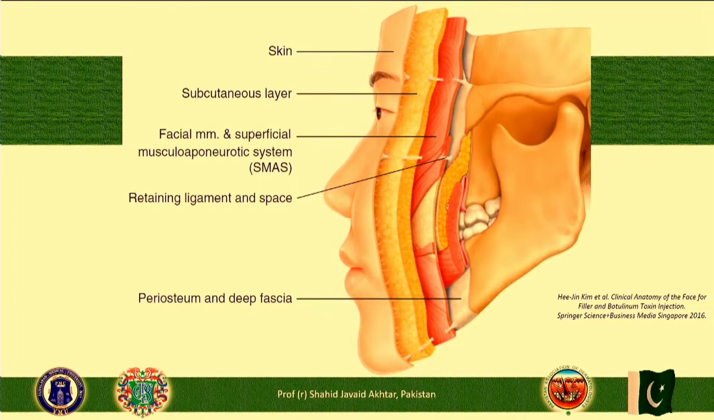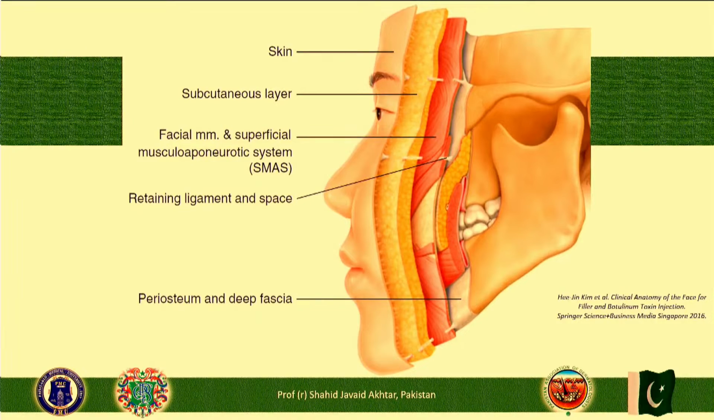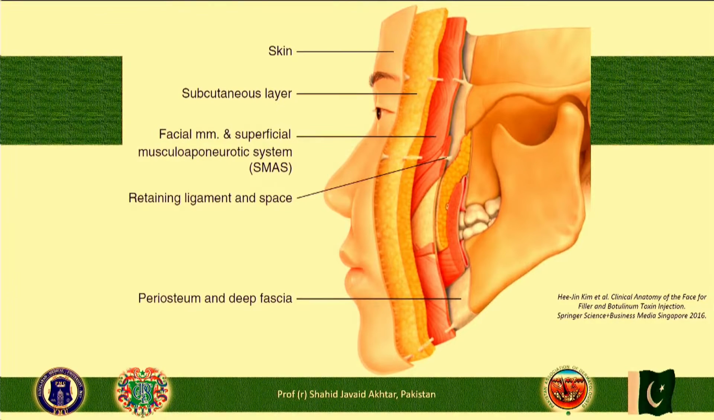The face is composed of 5 layers, starting from superficial: the skin, then the subcutaneous tissue, then the mass where the muscles of facial expression lie. And in case of botulinum toxin, we mainly want to target these layers. And deep to that are the deep fat pads, and these fat pads become atrophic with advancing age.